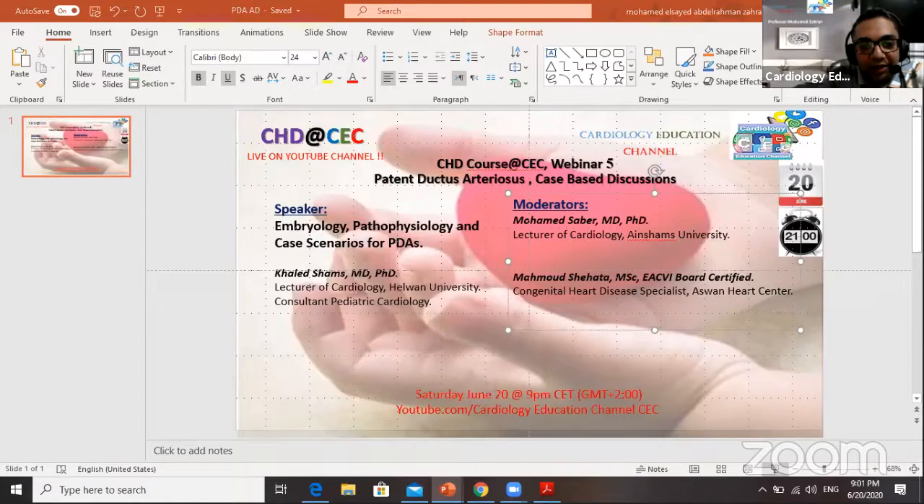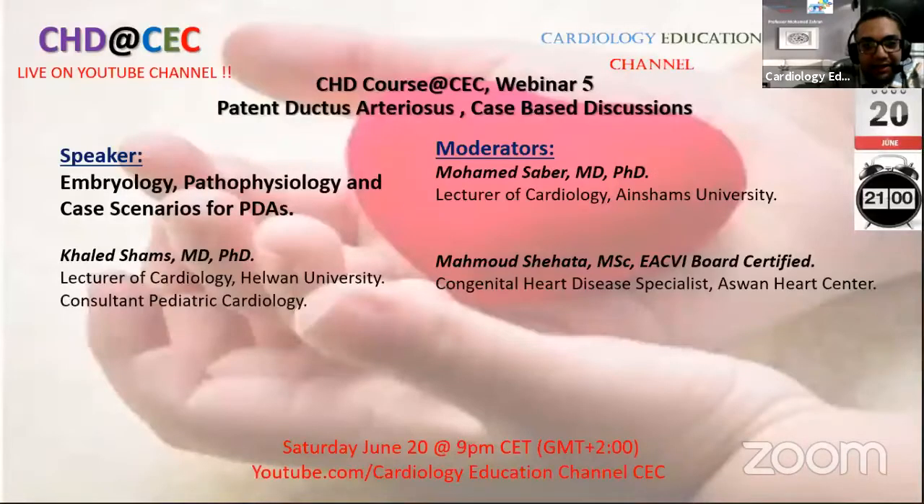Tonight we are having the congenital heart disease course at CEC. This is the fifth webinar. It will be discussing the topic of patent ductus arteriosus, a case-based discussion. This webinar is the last one of the left-to-right shunt series, and collectively those were 4 webinars after the introduction, which was the first one.